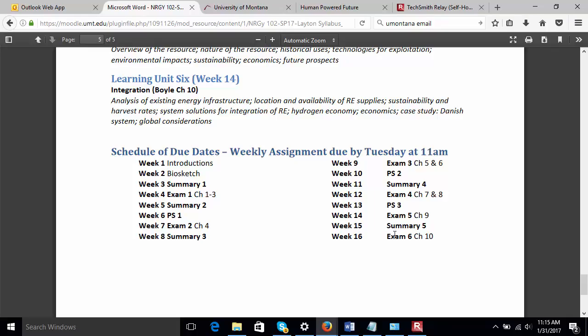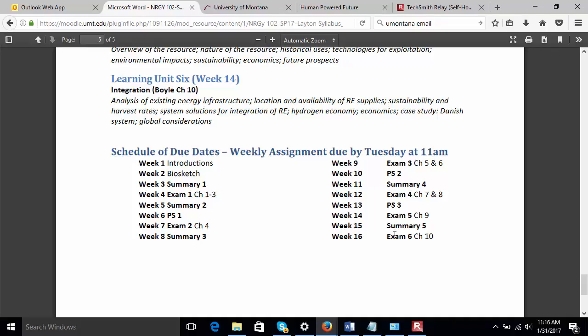By the time we get to the end of the semester, week 15 is essentially the few days or so between the end of class and finals, and then we'll just say week 16 is finals, so you can sort of parse it out like that.